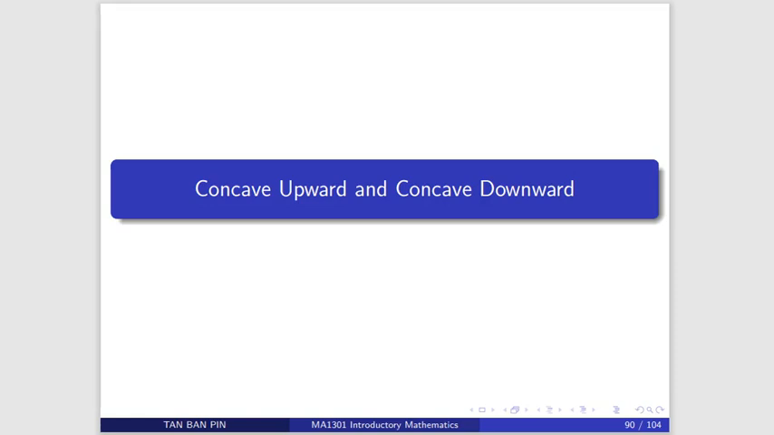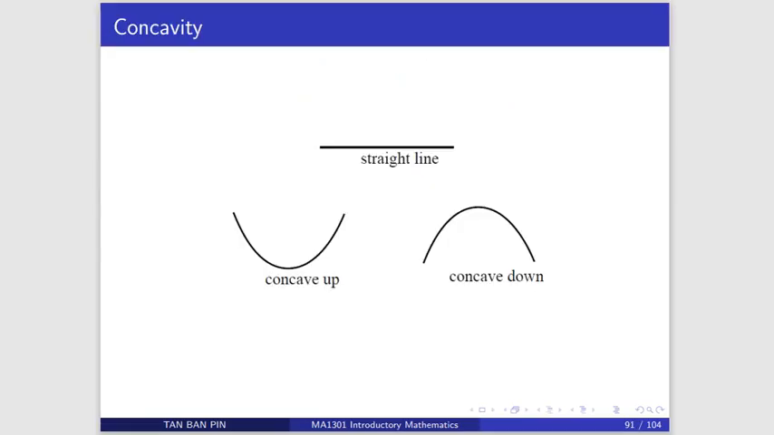We will be looking at how to decide whether the graph of a function is curving upwards or curving downwards. And to do that, we need the help of the second derivative. Let's look at concavity first.